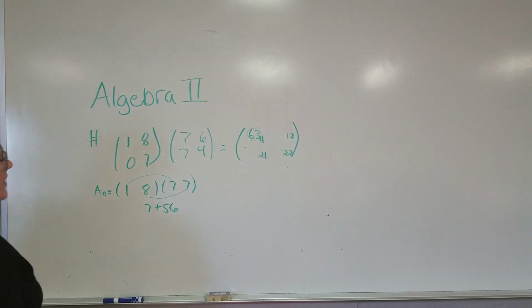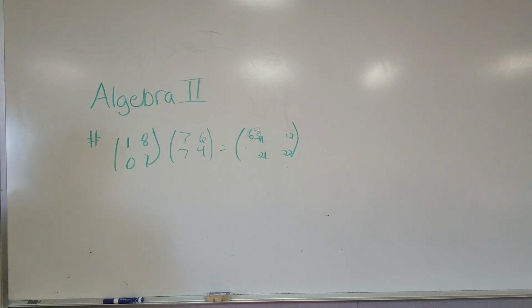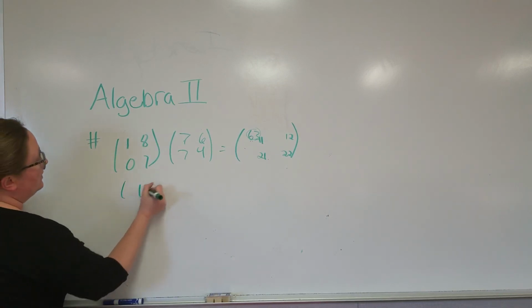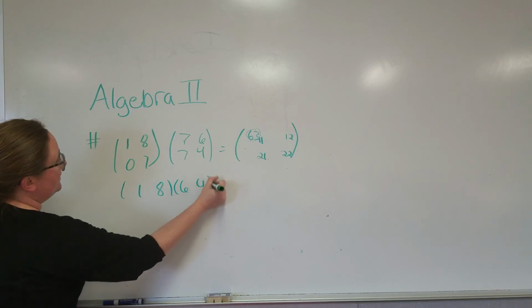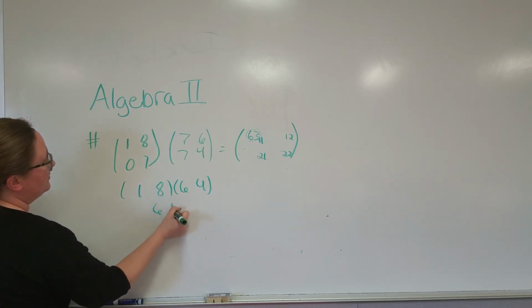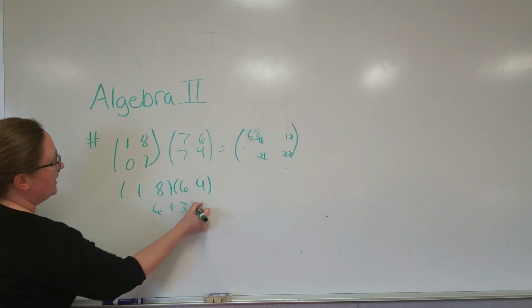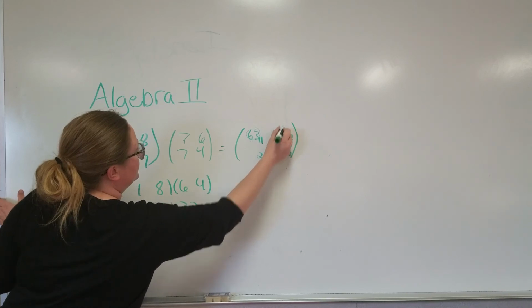For A12, you're going to use row 1 and column 2. Row 1 in the first box is 1, 8, and column 2 is 6, 4. Same thing here. You're going to go 1 times 6, 8 times 4. So 6 plus 32 is 38. So this would be 38.